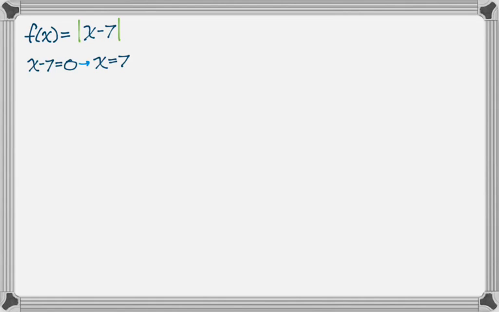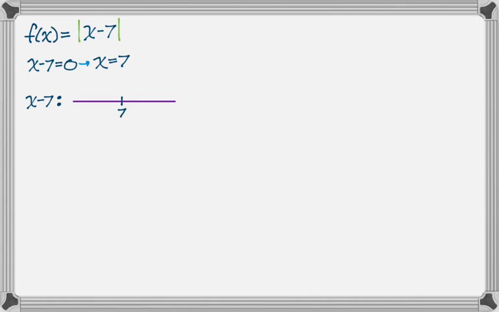So now we're going to make our sign chart. What I like to do is label what it's a sign chart for. So I'm making a sign chart for x minus 7. And so I draw my line, I put only 7 on it because that's the zero. So you only put the zeros of this thing on your sign chart.